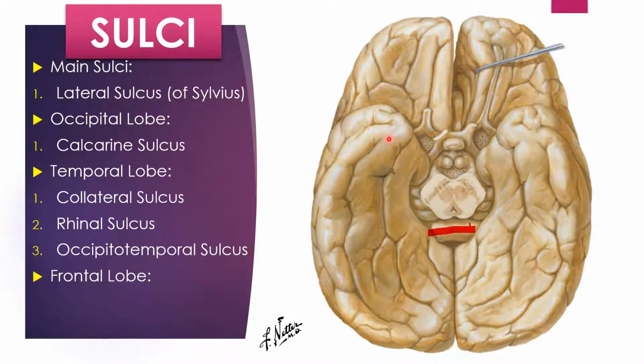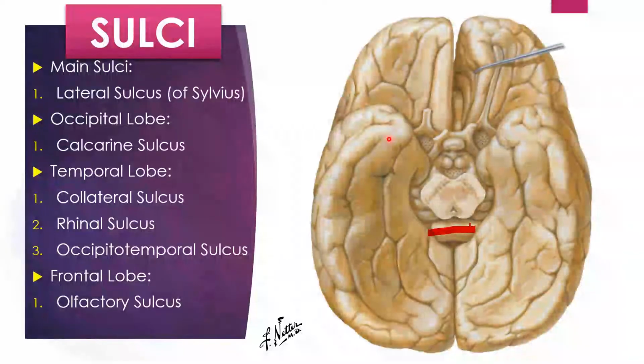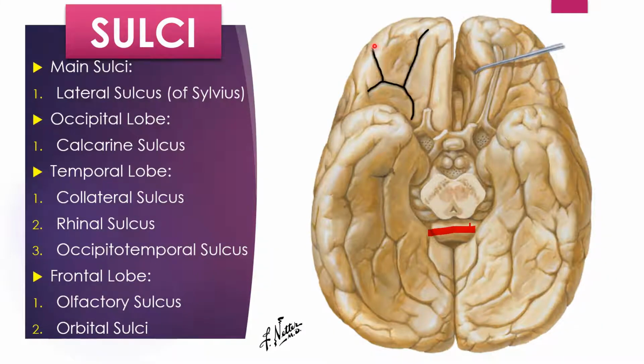Now frontal lobe पर आ जाते हैं. First of all, the olfactory sulcus. Here is the olfactory bulb, and here is the olfactory tract. If we dissect this out, we can see a pure sulcus, a straight sulcus, and it is called the olfactory sulcus. And lateral to this olfactory sulcus are present the orbital sulci, forming an H-shaped structure. Okay, orbital sulci will form an H-shaped structure mainly.